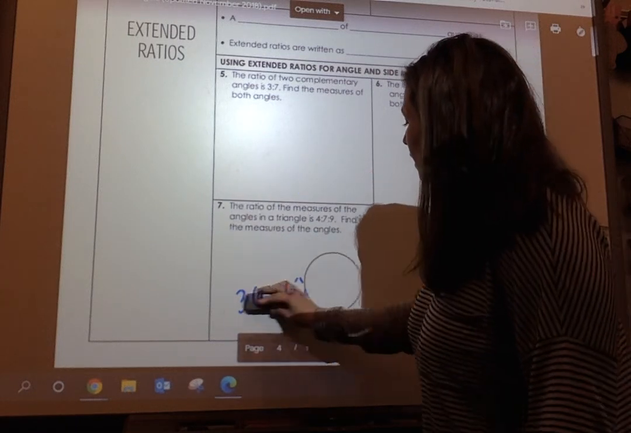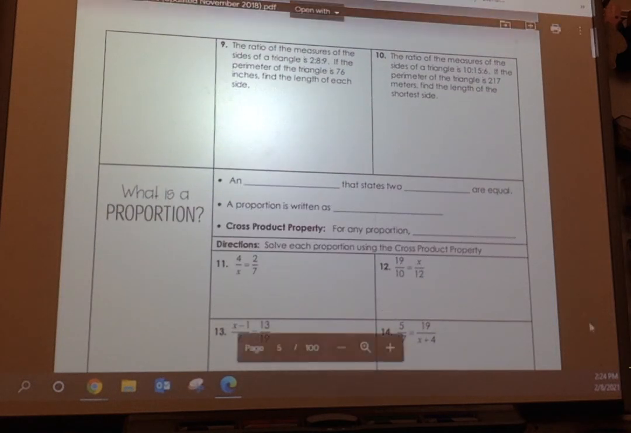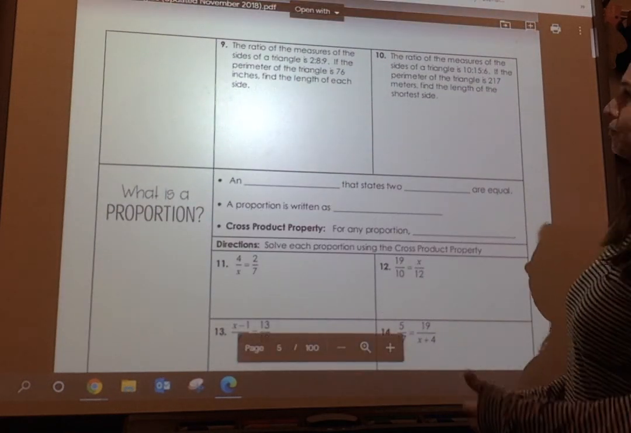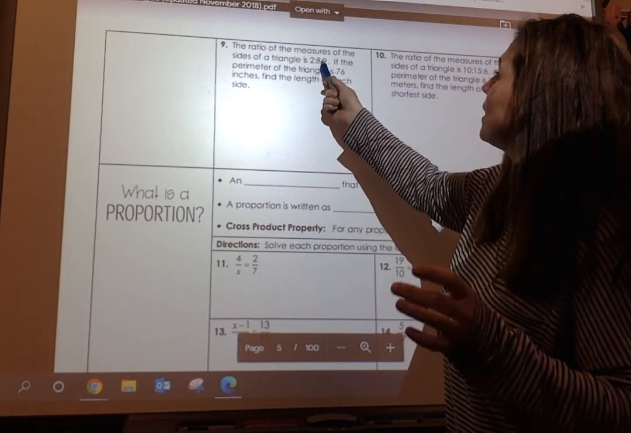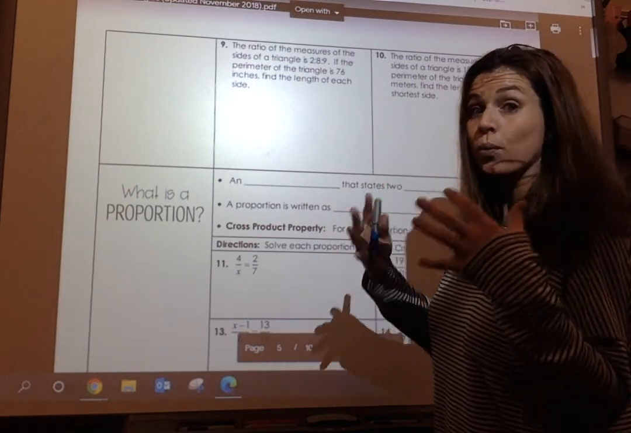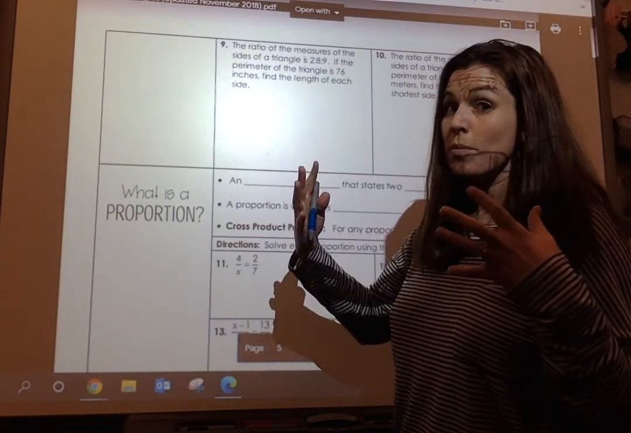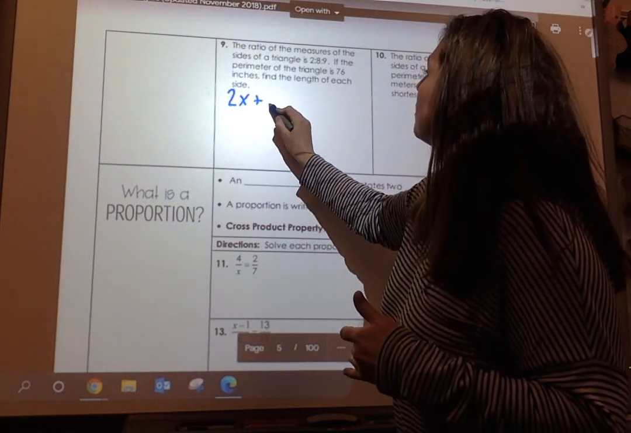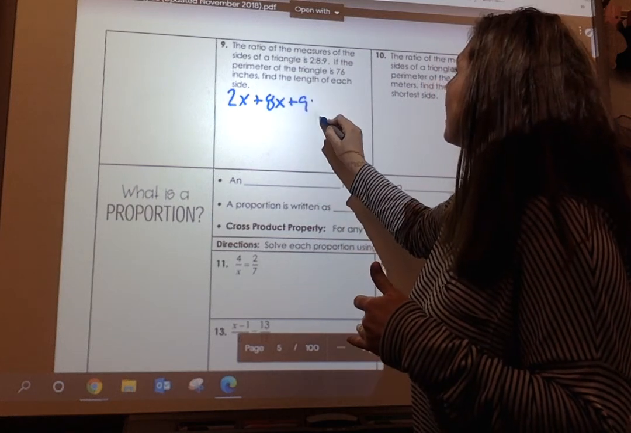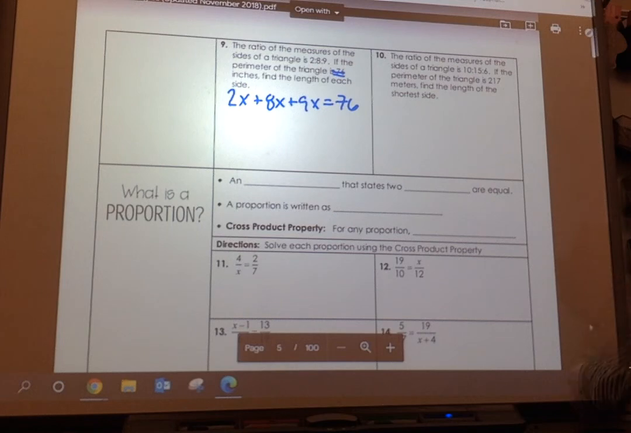Let's look on the other side. So flip over your notes to the other side and let's take a look at number 9. So here, we're still doing an extended ratio of 2, 8, and 9, but now we're looking for perimeter. So make sure you read what the question's asking. So we know perimeter, you add up all the sides. So it's going to be 2x plus 8x plus 9x, and all of that equals 76. That's the perimeter of my figure.